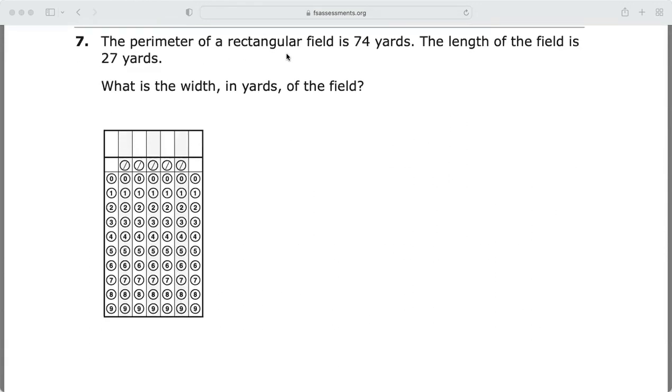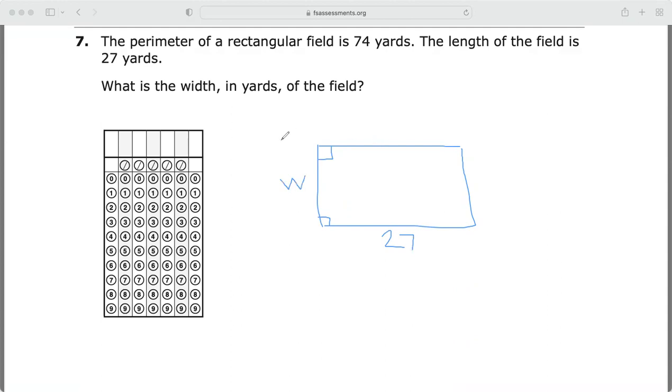Okay, perimeter of a rectangle is 74 yards. The length of the field is 27 yards. So I like to draw a rectangle. It has 4 sides. It's a quadrilateral, meaning it has 4 sides, and it's also a parallelogram, but each side has a right angle. We don't need to know that for this. But the length is 27. We do not know what the width is, so I'm just going to say that's width.